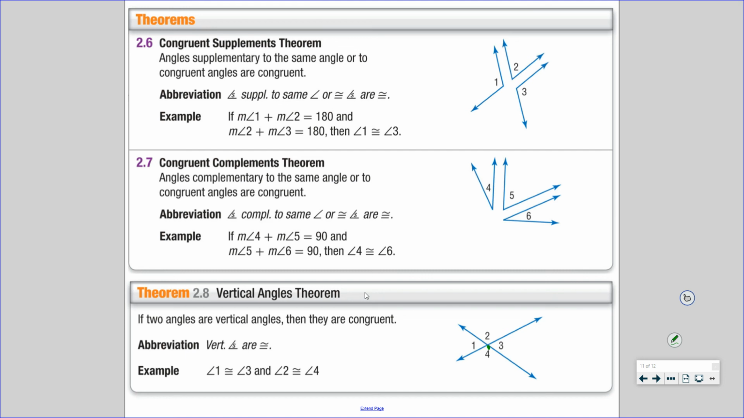All right, so in this picture right here, angle 1 and angle 3, those are vertical angles. They would be congruent. Angle 2 and angle 4 would also be congruent. Vertical angles are congruent. Again, we know this. Here's a theorem, and I like this because it puts it in an if-then statement. It fits in with our proofing unit.